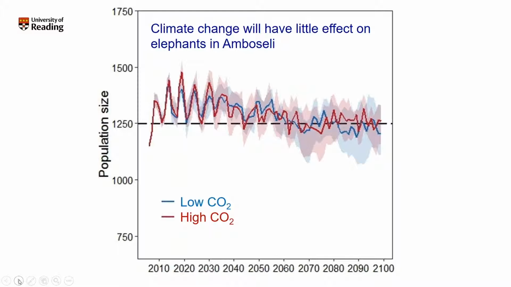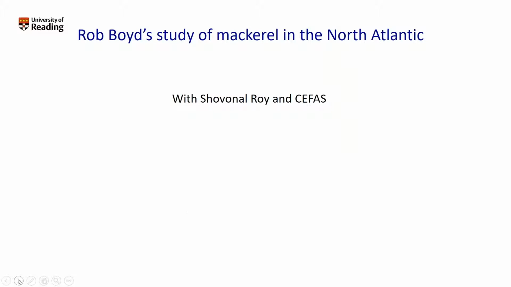So that gives one example of how we can use this approach for management and to explore the effects of different management options. And this last slide here shows that we did incorporate the likely effects of climate change. There are 40 different climate models. We looked at a range of them in order to see what will be the effects of climate change on Amboseli, and Amboseli is lucky that climate change is not predicted to have much effect on the elephants.